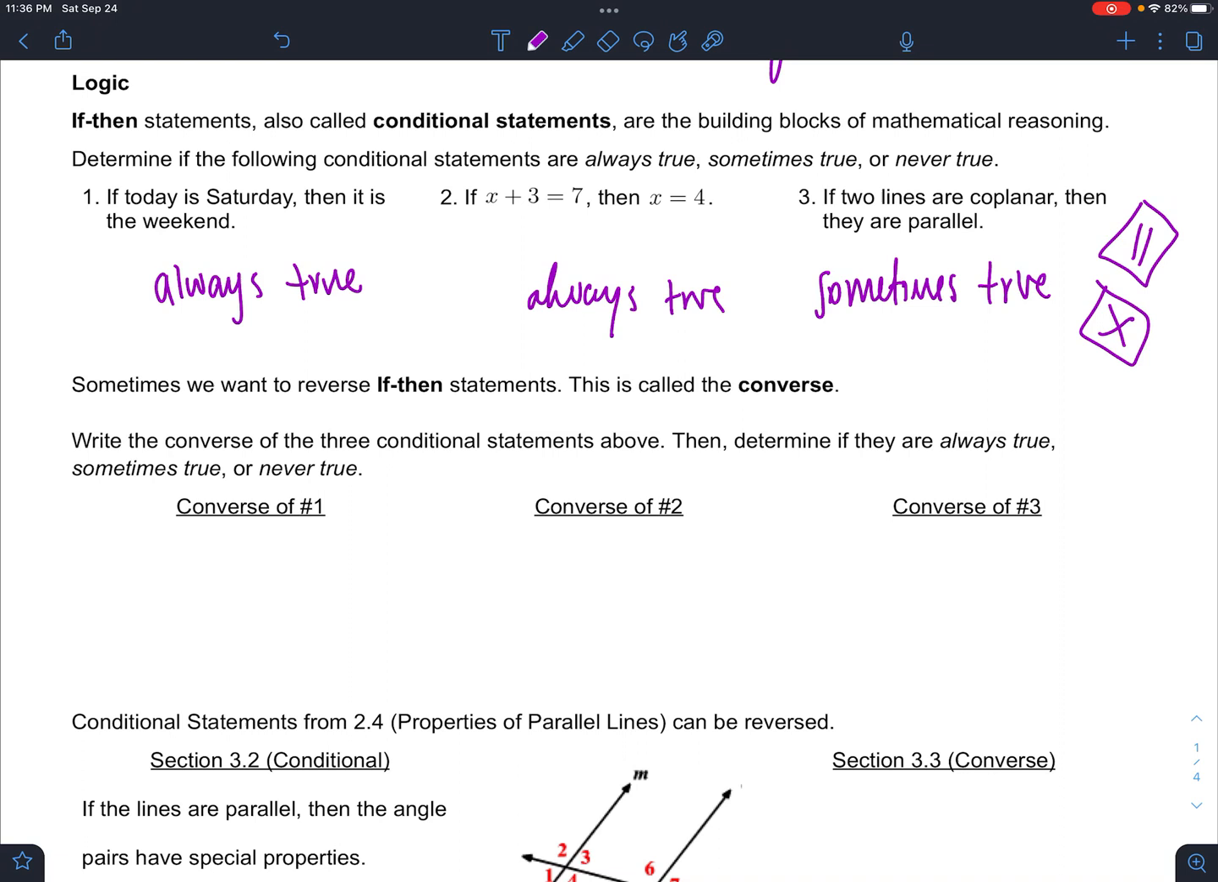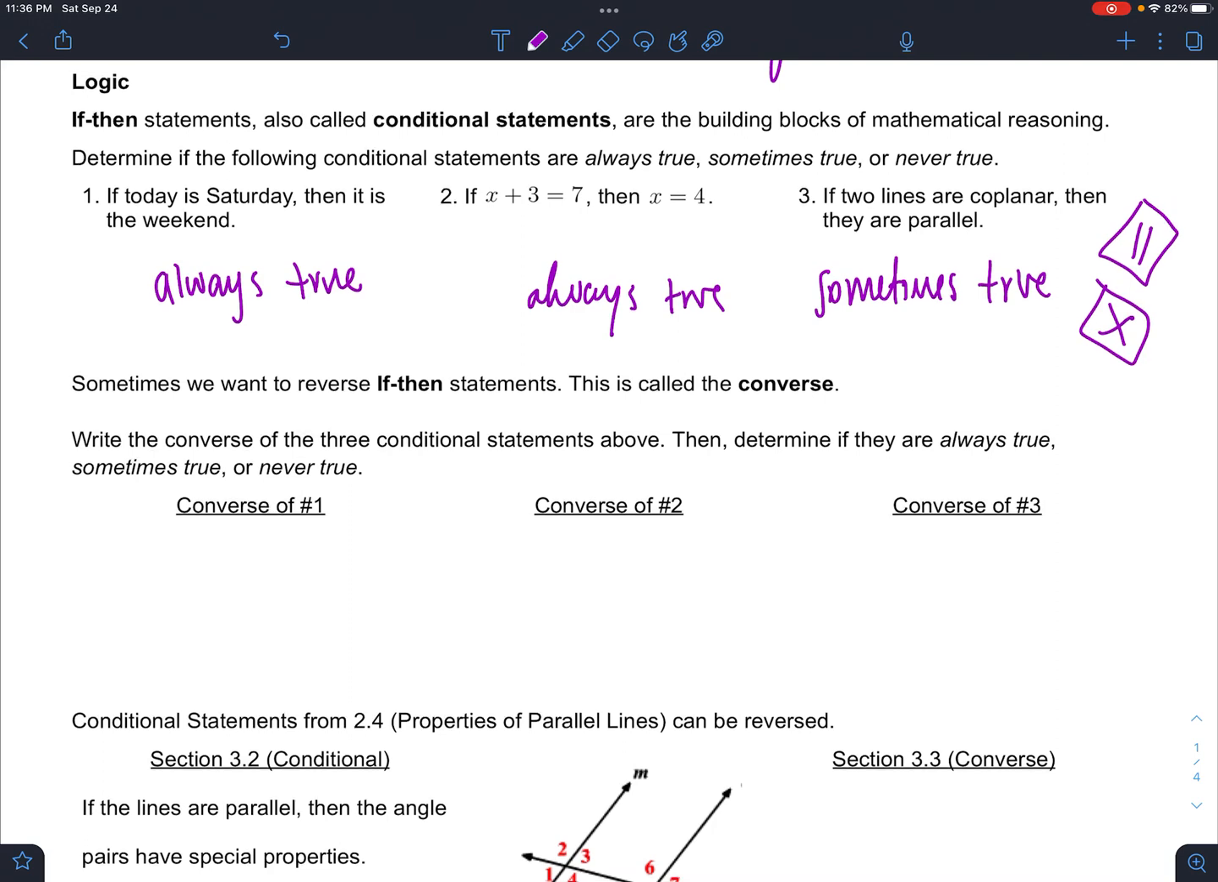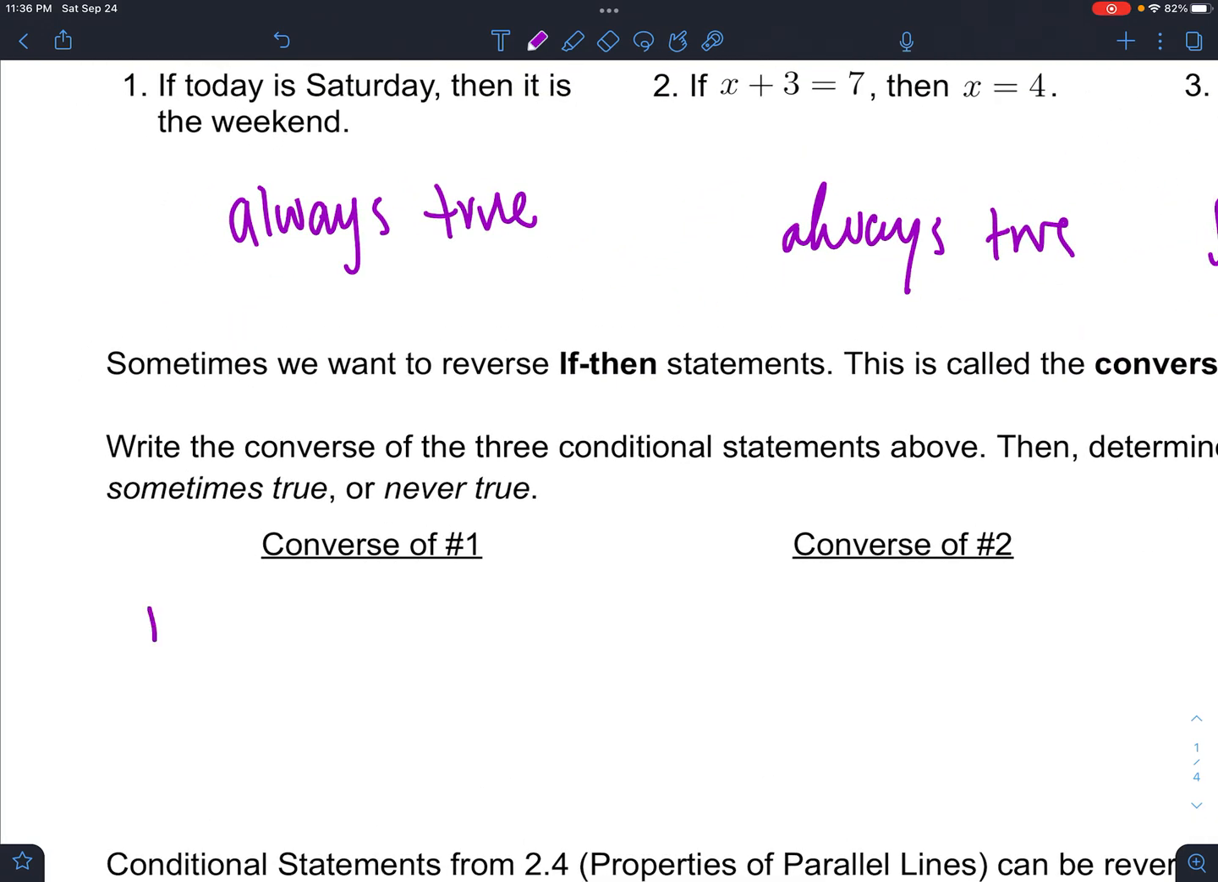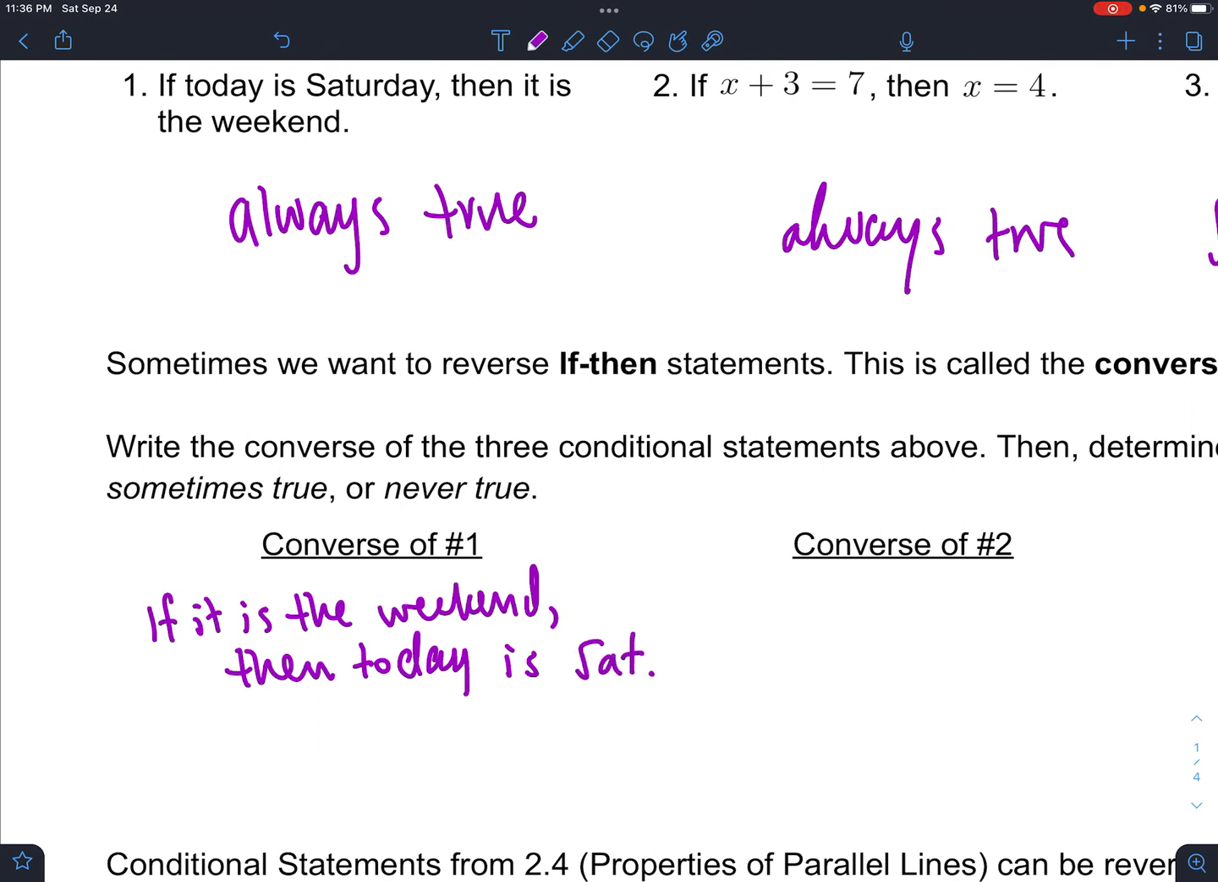Well, what's interesting is with these if-then statements, if you reverse the if and the then, it's called the converse, and it actually has a pretty big effect on the statement. So for example here, if it is the weekend, then today is Saturday. Is that true? Well, it sometimes could be true, but not always, because it could be Sunday.